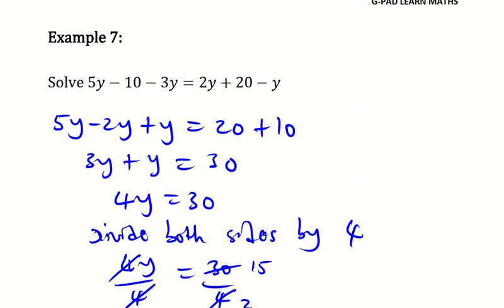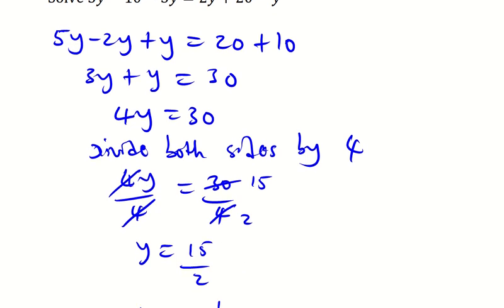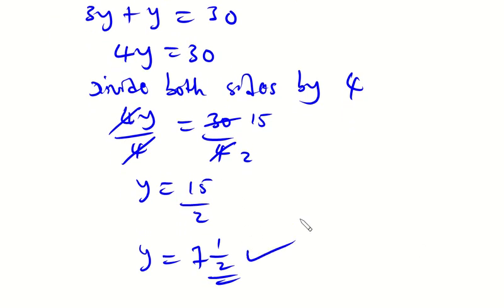So let's do a quick recap of what we did before. Now this is 2y, I moved to the left hand side, became minus 2y. This is minus y, I moved to the left hand side, became plus y. 20 was not moved, it's still on the right hand side, but I moved minus 10 to the right hand side, became plus 10. Then 5y minus 2y is 3y, then plus y. That gave me 4y is equal to what? 30. Then I had to divide both sides by 4. Is that okay? And then I got this as my final answer. So you see, it's pretty straightforward and easy.